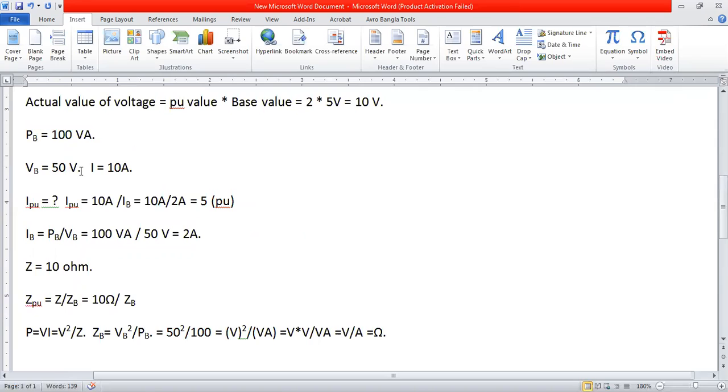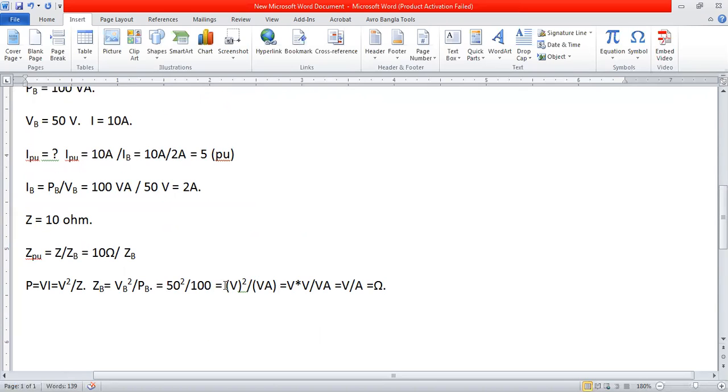Now the voltage base is given in the question, that is 50 volt. So this is 50 square divided by the power base, which is also given in the question, that is 100 volt ampere. So divided by 100. If we write these in unit formation, the voltage unit is volt, so volt square divided by the power unit, volt ampere. Volt square means volt into volt divided by volt ampere. So the volt and volt should be eliminated. Finally the unit left is volt per ampere, and that is the ohm.